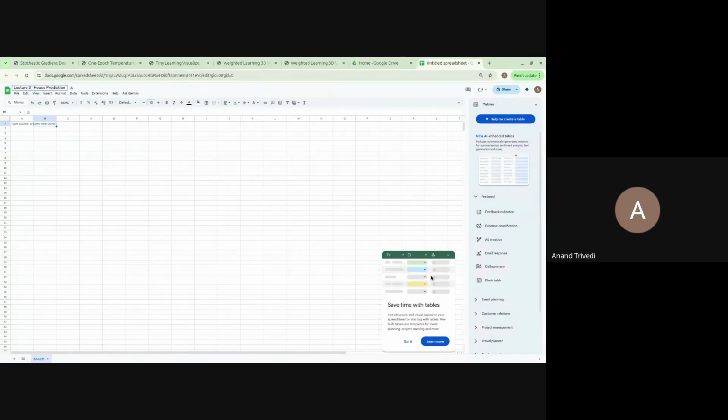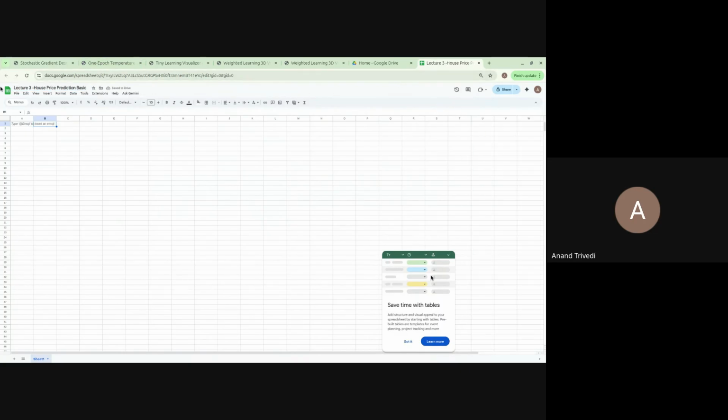House price prediction basic. So I have already prepared the data. Obviously, I have to be prepared with the data in order to demonstrate. I will be using the same data, but I will be doing it from scratch so that we know how it works.